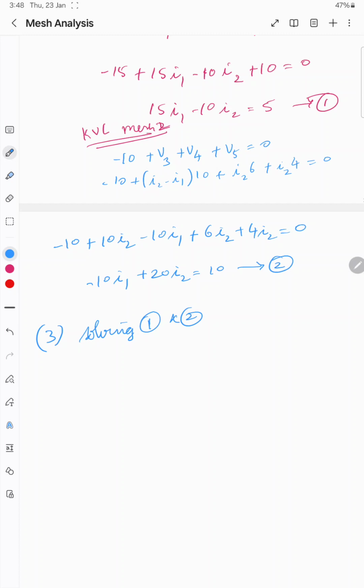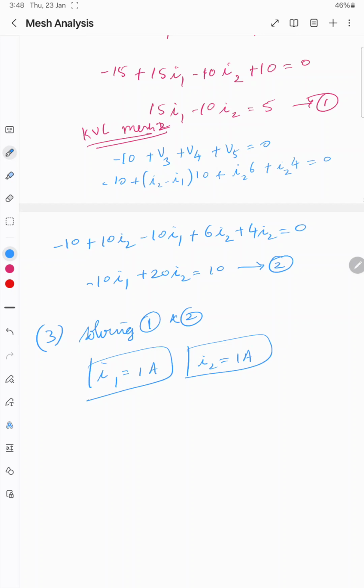Solving equation 1 and 2, you should be getting I1 as 1 ampere, I2 as another 1 ampere. Okay, this would be your answer, right?